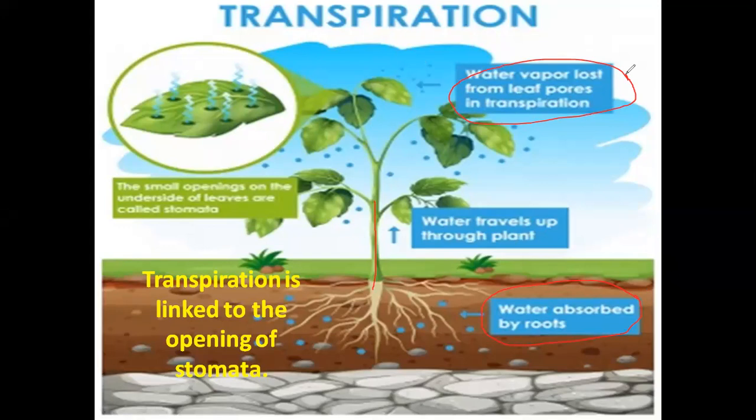What are these leaf pores? These leaf pores are small openings. They can't be seen by the naked eye, but they are found on the underside of the leaf. They are called stomata. So through transpiration, water is lost through the leaves. Transpiration is always linked to the opening of the stomata. When the stomata are open, we have transpiration and high transpiration rates.